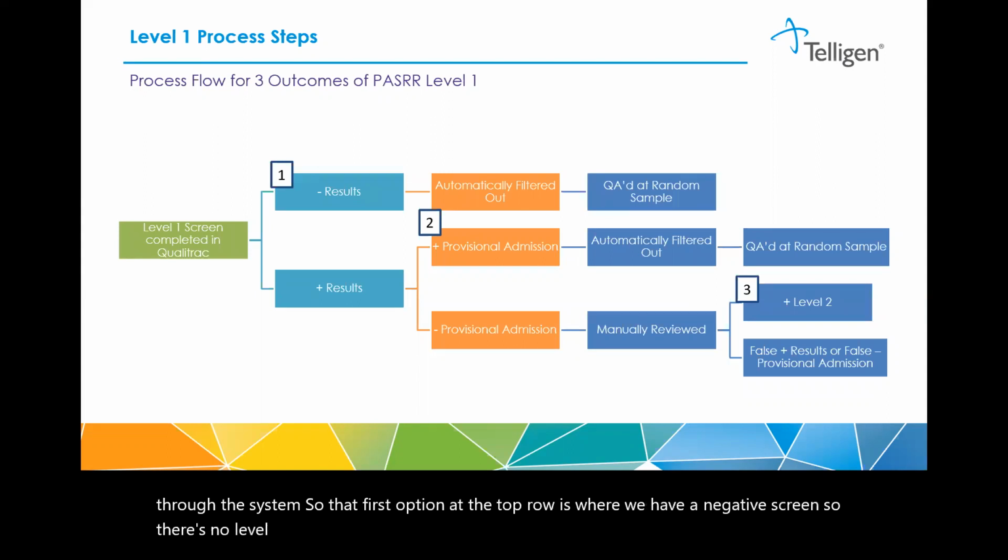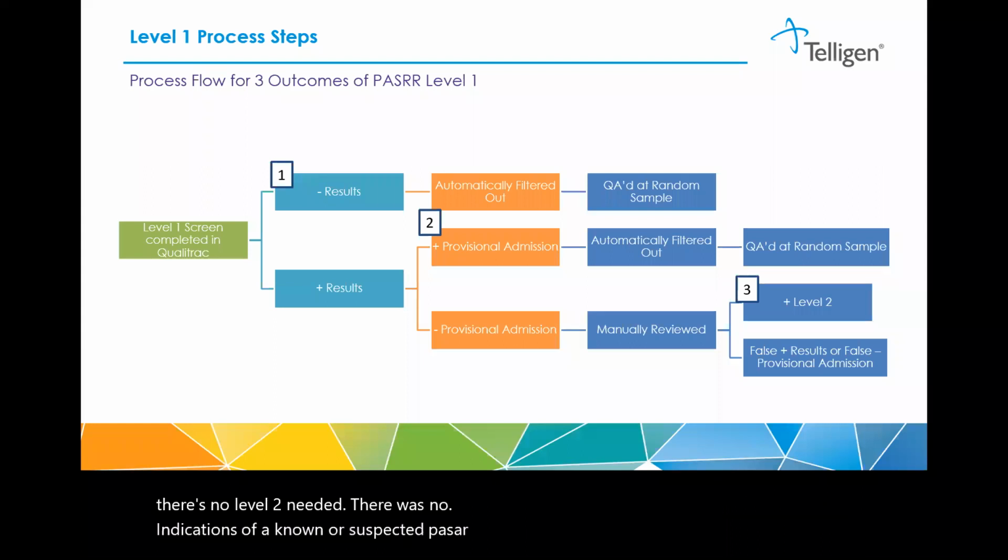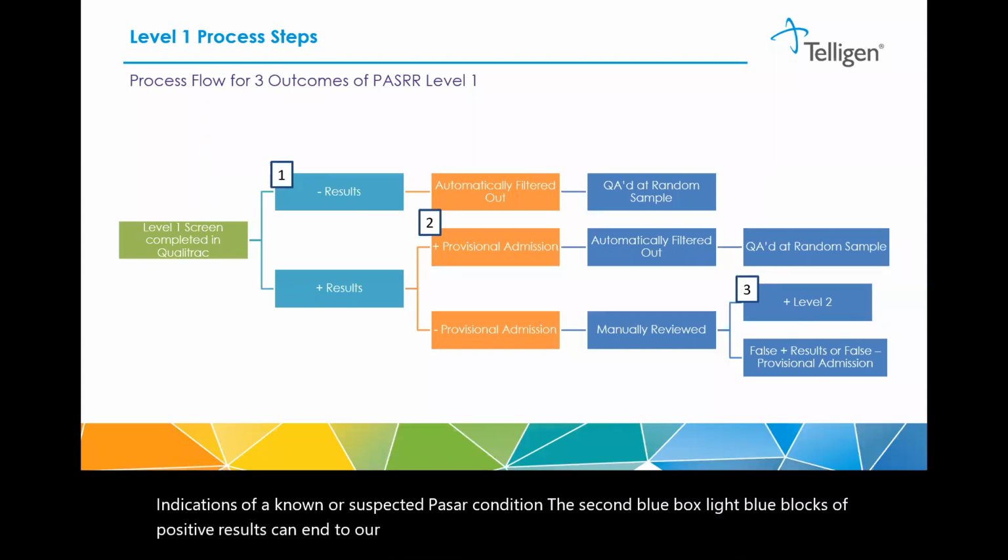There's no indication of a known or suspected PASRR condition. The second, light blue box of positive results can enter our last two outcomes. So that's where we get to now: we have some positive results. There's an indicator of a PASRR condition.